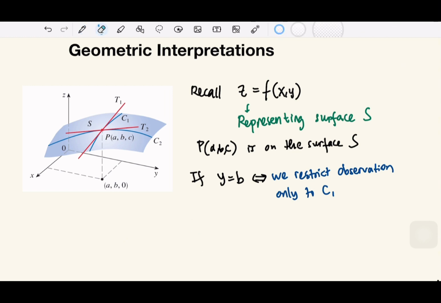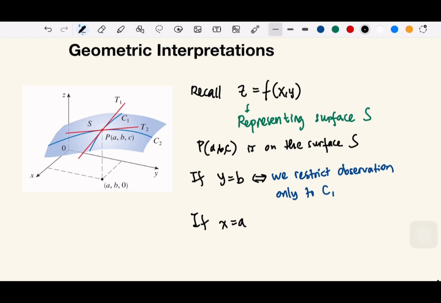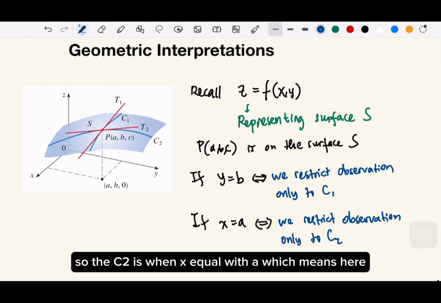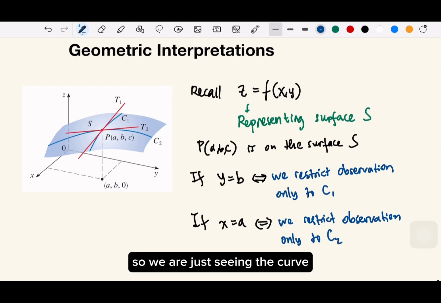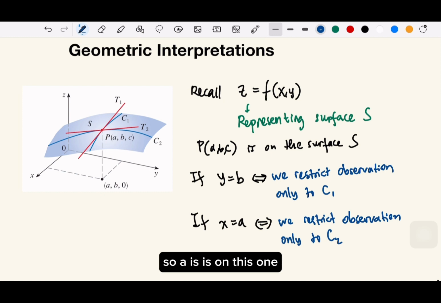And if we set not y, sorry, x as a constant, then we restrict observation only to C2. So this C2 is when x equal a, which means here. So we are just seeing the curve. And the C1 is when we set equal b. So y equal b. Maybe let me write here a and b to make it clear. So a is on this one, b is on this one. Okay.